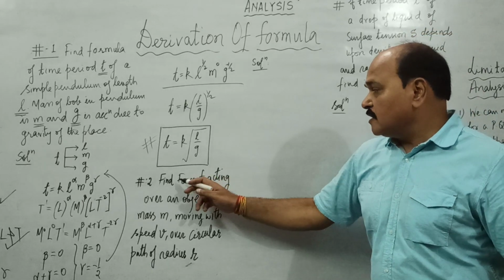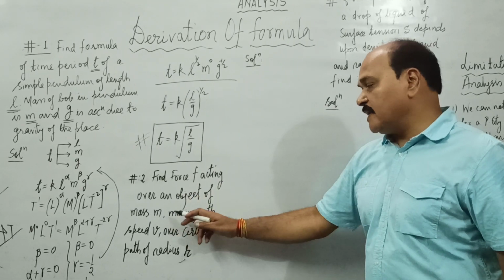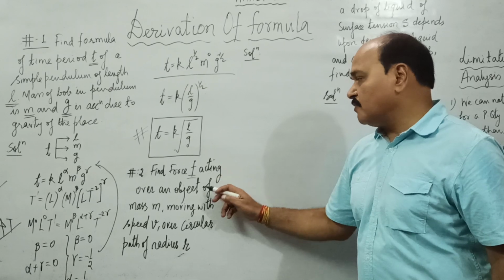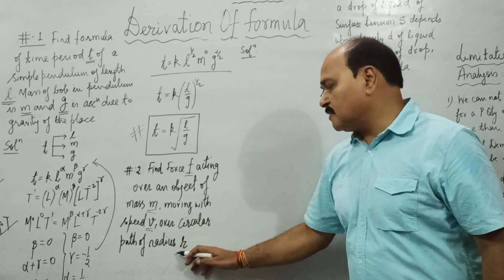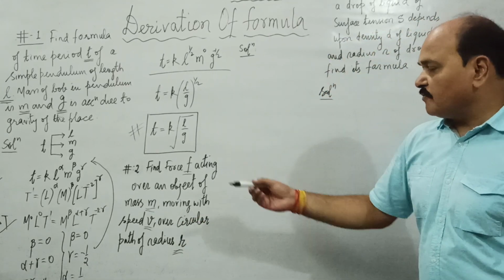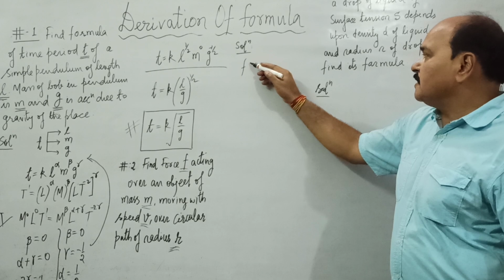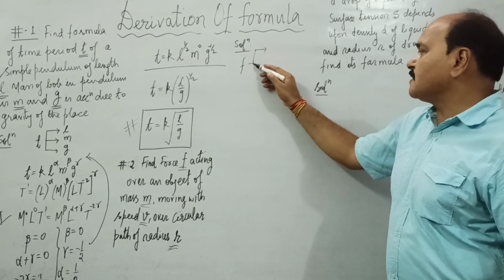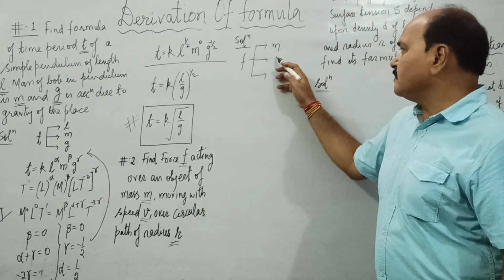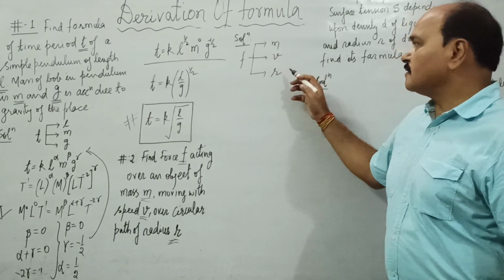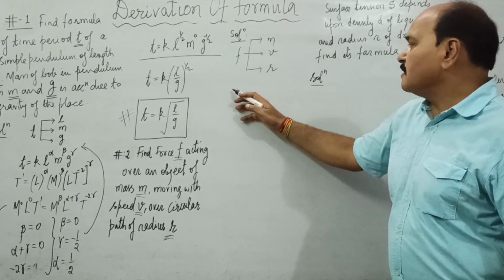Well, the next question is: find force F acting over an object of mass M moving with speed V over a circular path of radius R. So what is obvious from this question is that this force F depends upon three factors. The three probable factors the force may depend upon are mass M, velocity or speed V, and radius R. We write down the unknown powers of M, V and R.